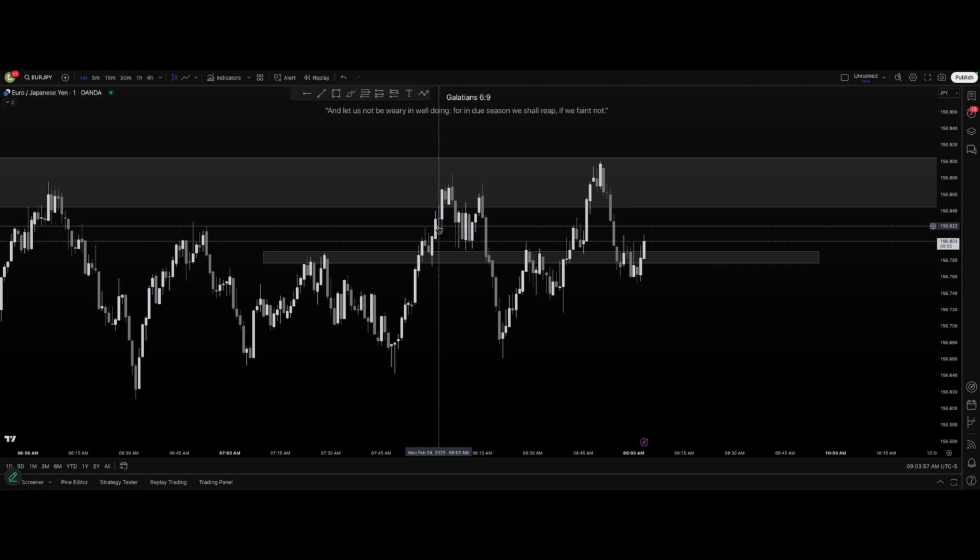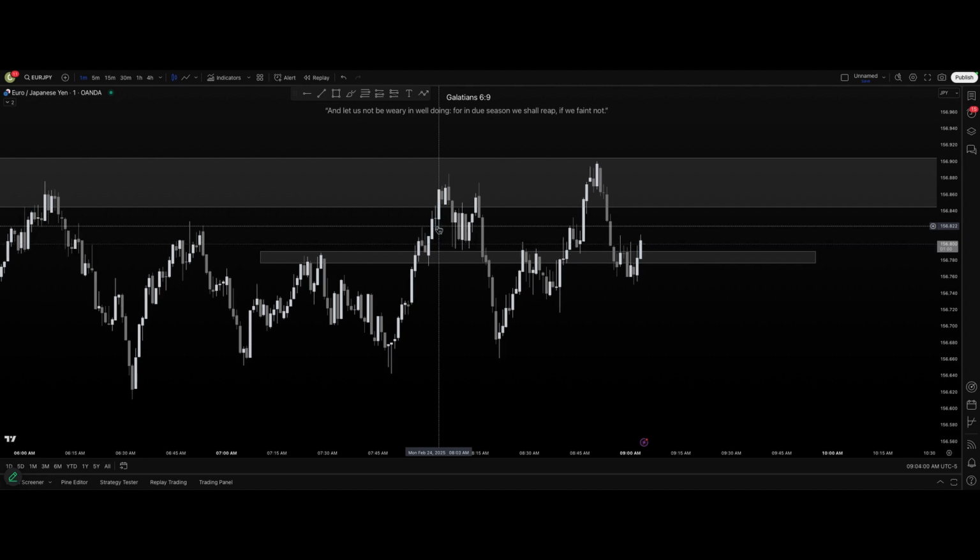That zone that you have right up underneath, that's off the 5 minute chart or 15? This one? Yes, 5 minute. 5 minute open.